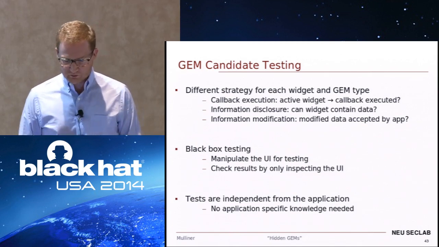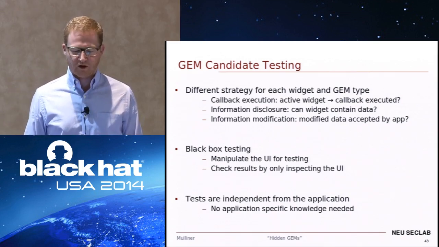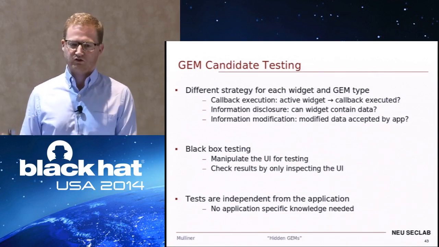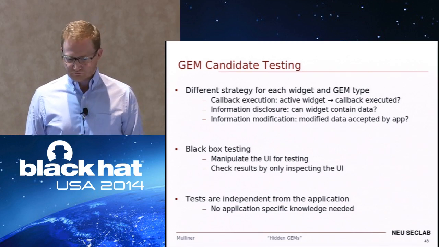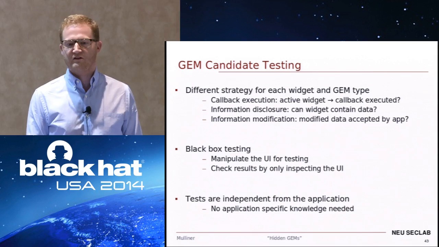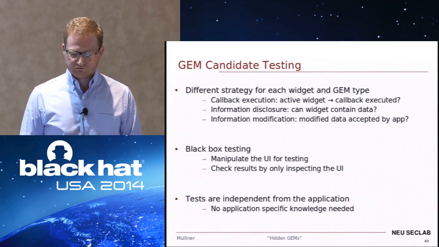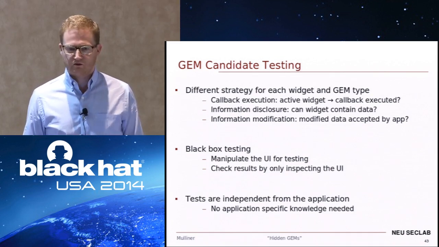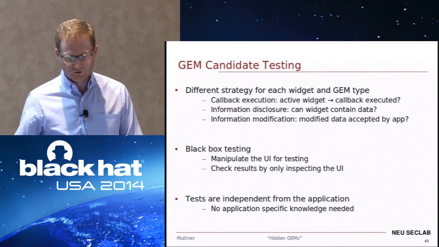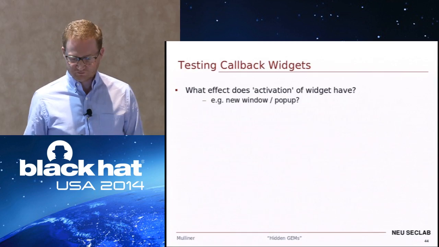I'm going to tell you a little bit more about the actual testing. But all the testing is completely black box. So our tool only interacts with the test application using the UI, because with that we can be very sure that this is actually a bug that can be exploited in that way. And the tests are completely independent of the application. So we have a test method for buttons, and that works on all applications. We don't need to know anything about the application.